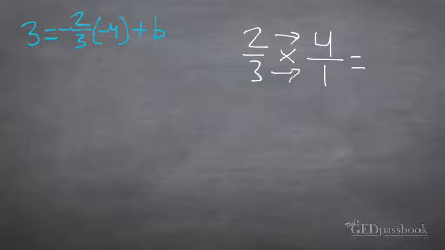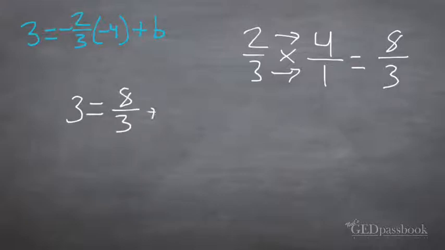Remember, we just multiply across when we're multiplying fractions. What's 3 times 1? Could this be simplified? No. So guess what? My new problem so far looks like this. Okay. Now what do I do?